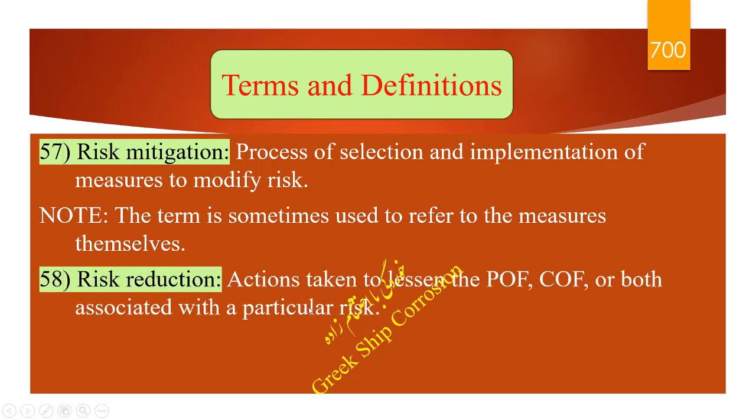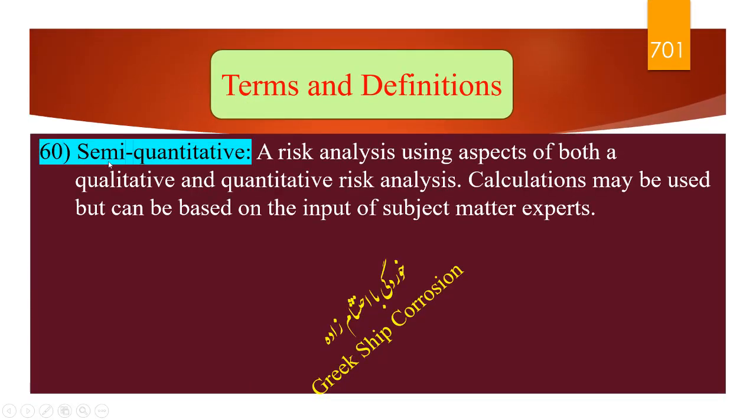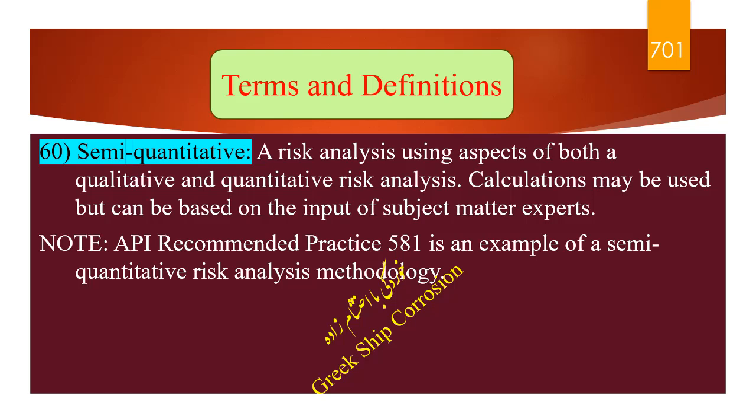58. Risk reduction. Actions taken to lessen the POF, COF, or both associated with a particular risk. 59. Risk threshold. Criteria which depict acceptable versus unacceptable risk. 60. Semi-quantitative. A risk analysis using aspects of both a qualitative and quantitative risk analysis. Calculations may be used but can be based on the input of subject matter experts. Note: API Recommended Practice 581 is an example of a semi-quantitative risk analysis methodology.